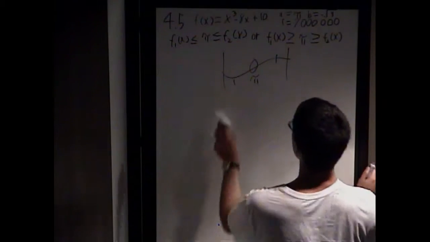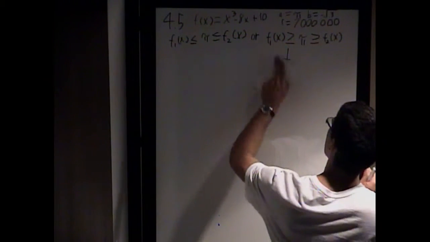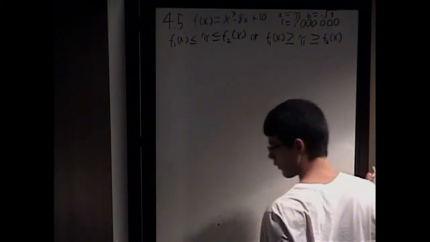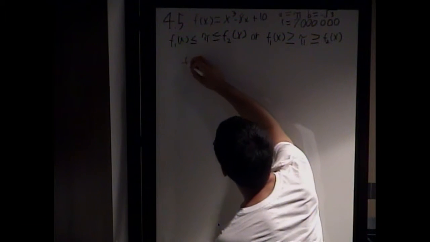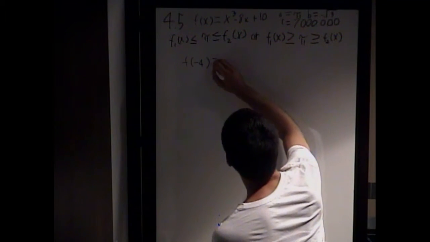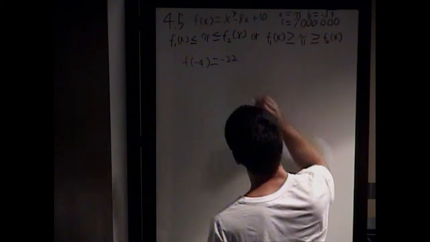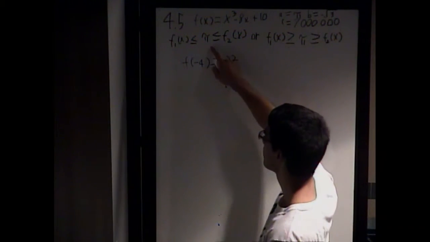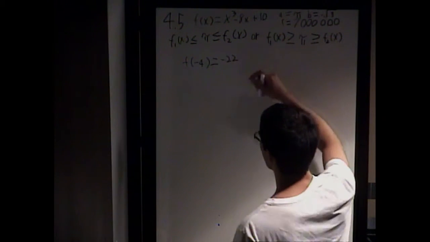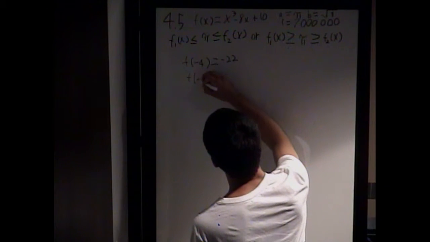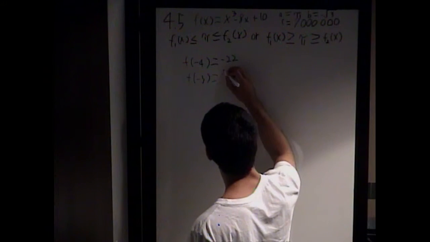So in order to solve this, we're going to use the first value of f of negative 4. Now f of negative 4 is equal to negative 22. So this means that this is less than pi. So we're going to see if f of negative 3 is going to be greater than pi. And in fact, it's actually 7.